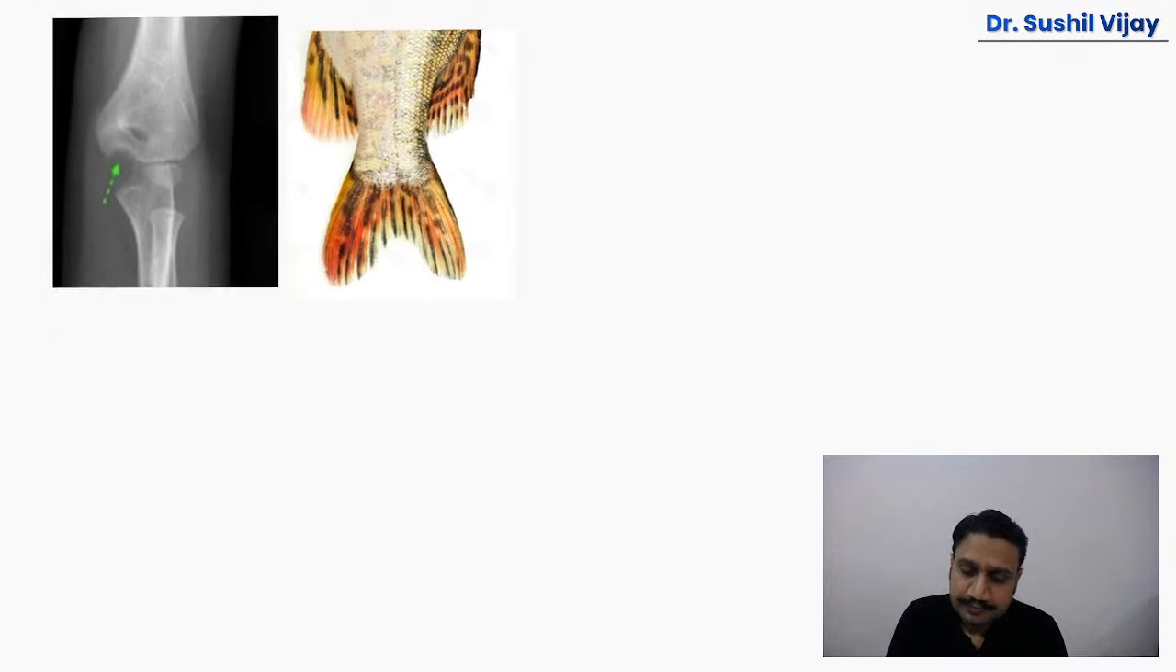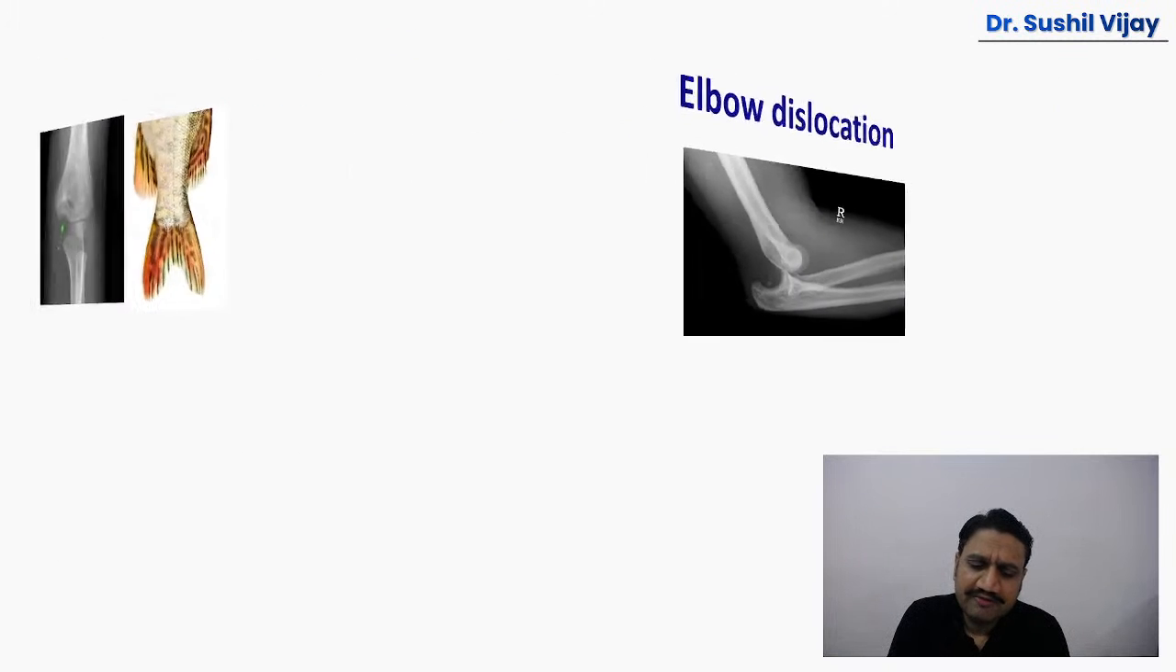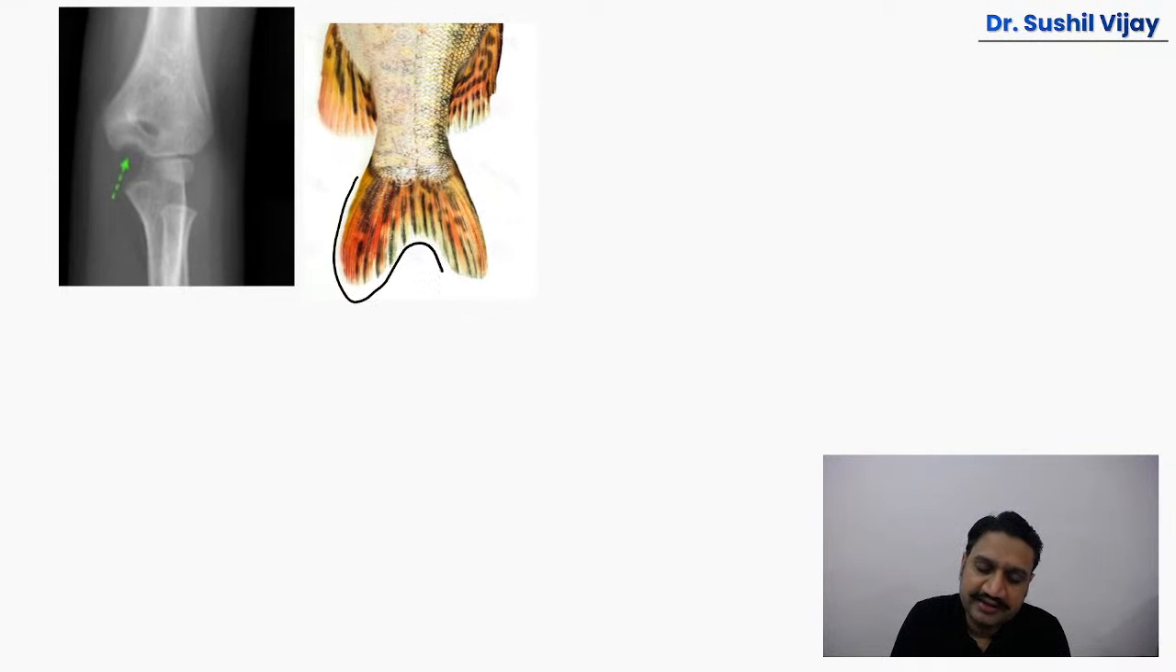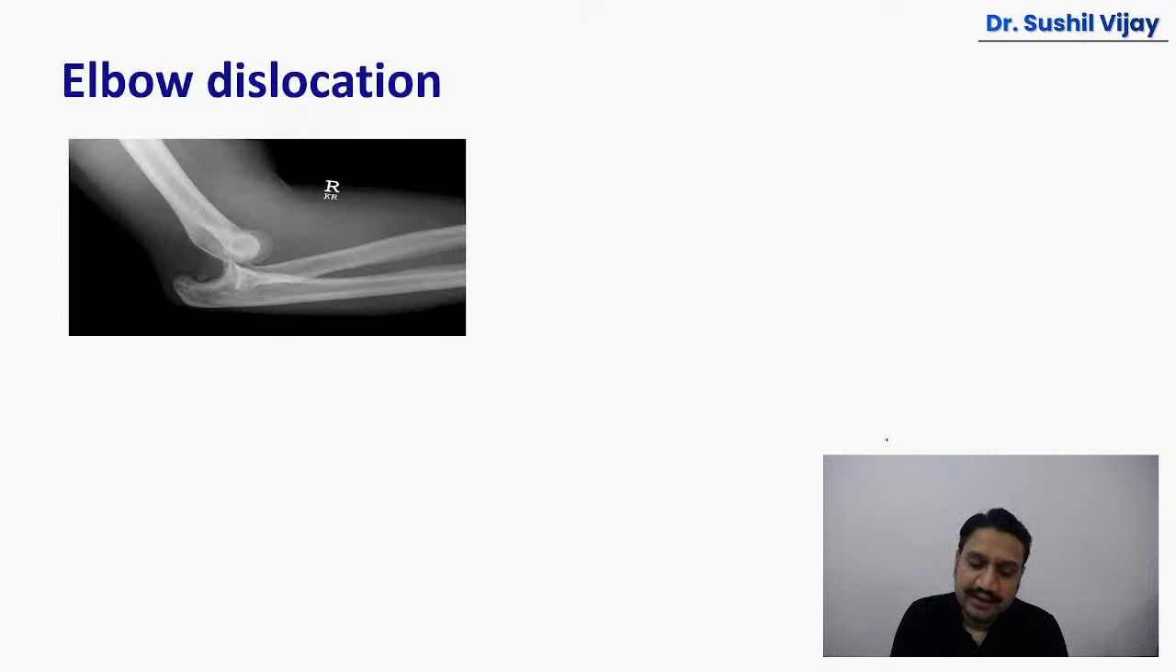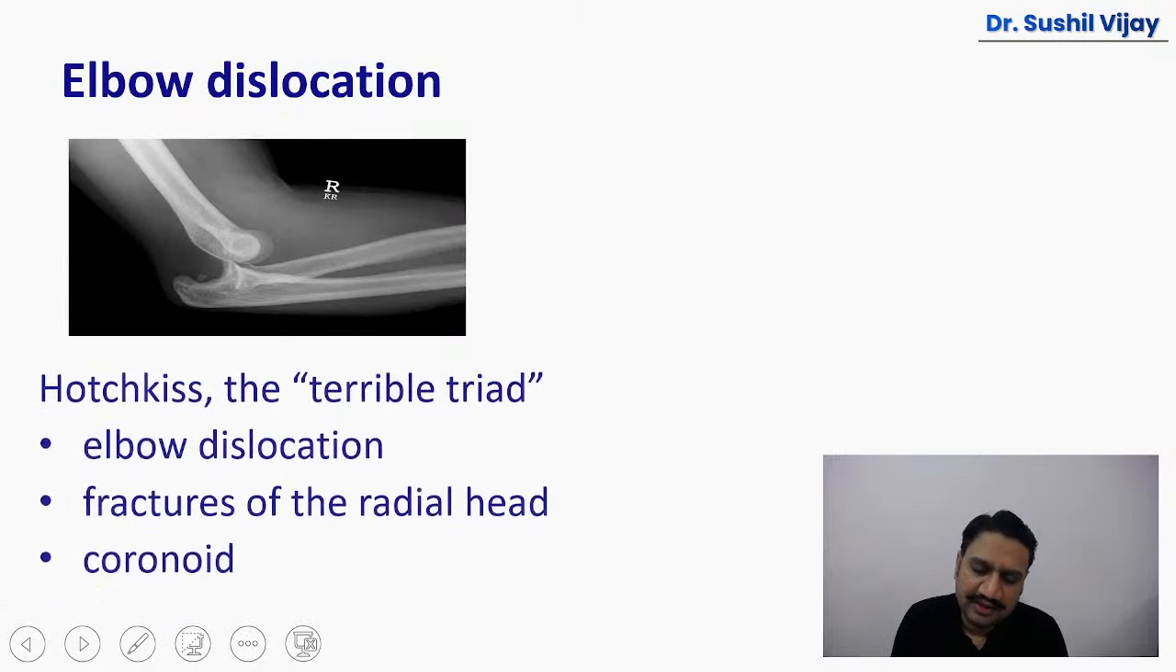Okay, this is something called the fish tail deformity. Fish tail, like the tail of the fish. So lower humerus will have the absorption like that. Okay, elbow dislocation, not that very, very important.